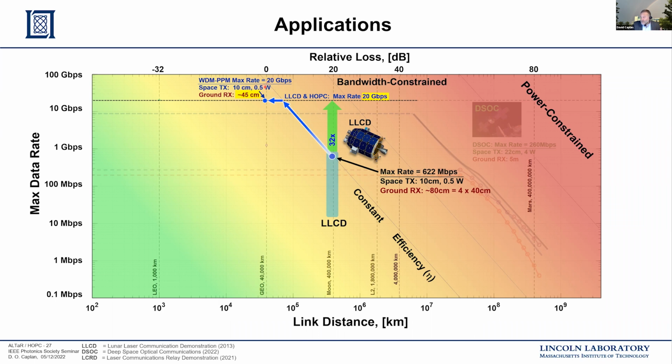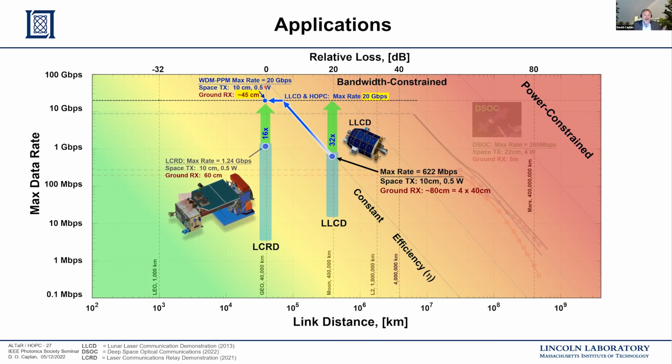All right, what else can we do? Well, I mentioned the LCRD system before, which has a maximum rate from GEO at 1.125 gigabits per second, also using a 10 centimeter half-watt transmitter, similar to what's on the LCD system, but it requires a ground receiver that's 60 centimeters and also requires adaptive optics, which are expensive and complex.